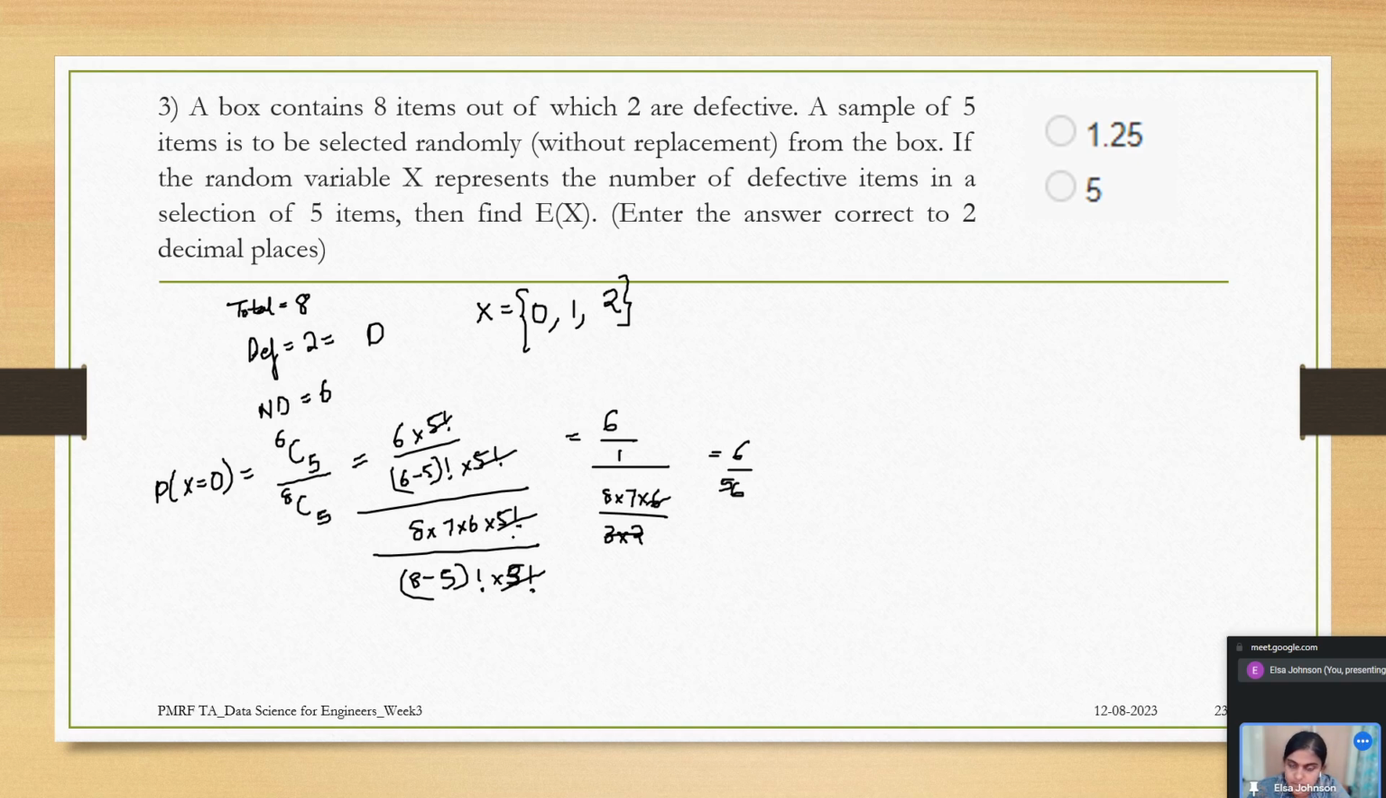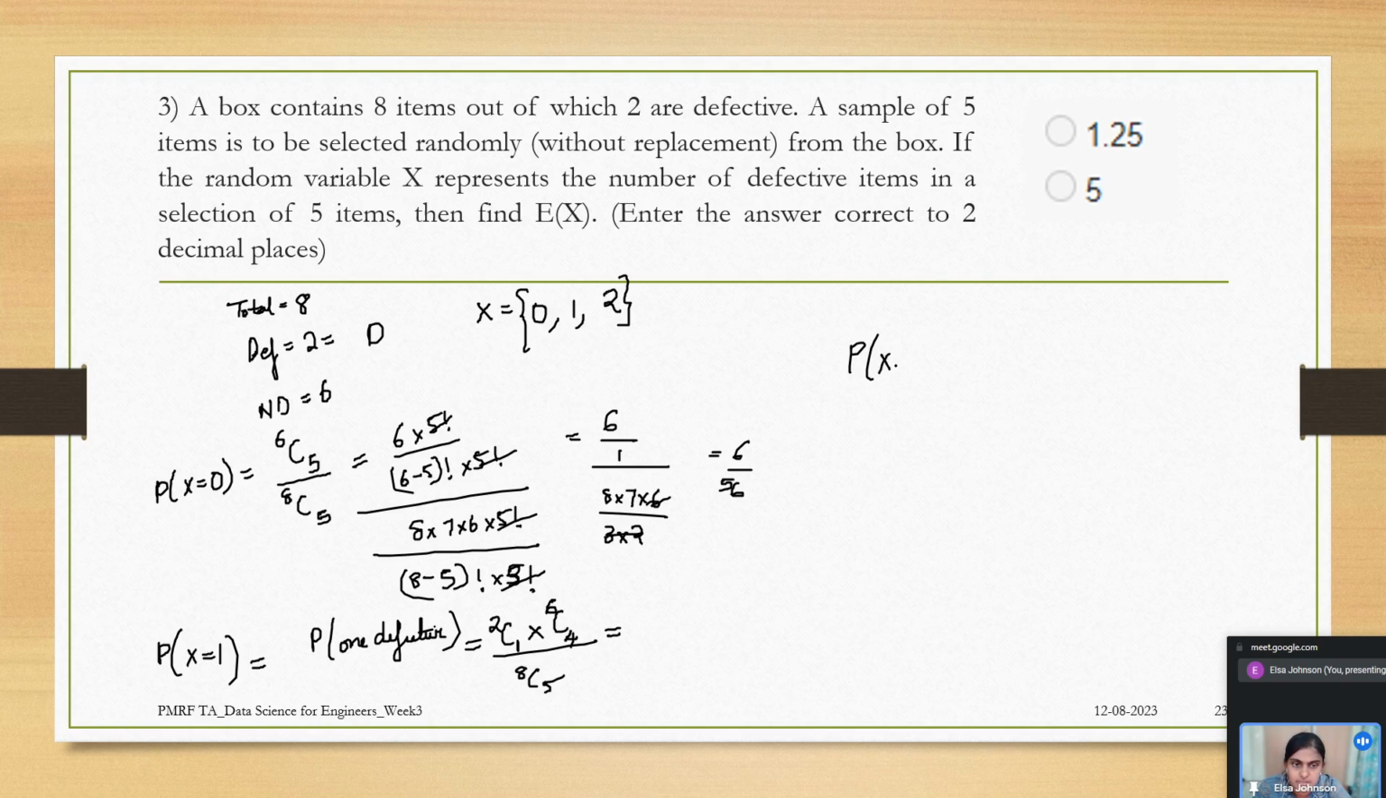Okay, now in the next case, the probability for the second event, x equal to 1, that means the probability of 1 defective among the 5. Anyway, the total will be the same here. So how many defectives are there? 2 are there and 1 is defective, and the rest are non-defective. That means 6 non-defective, and the rest will be 4. So you can solve this and tell me the answer.